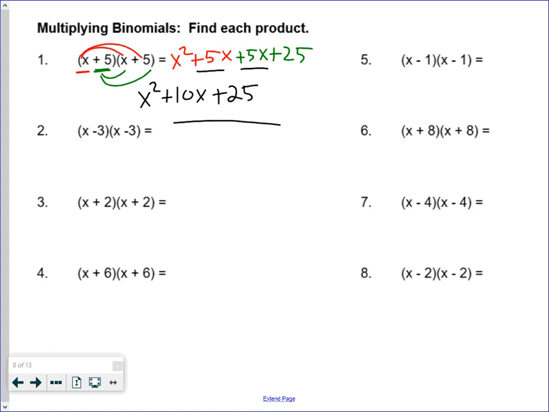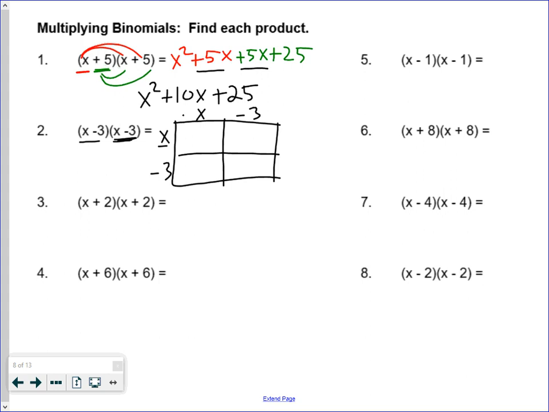The other way to go about this is something called the box method. So what you do is literally draw a box, like the name suggests. And what we're going to do is take each one of these terms and put them on the top, x minus 3. In the second one, we put on the side x minus 3. And then we multiply inside the box.